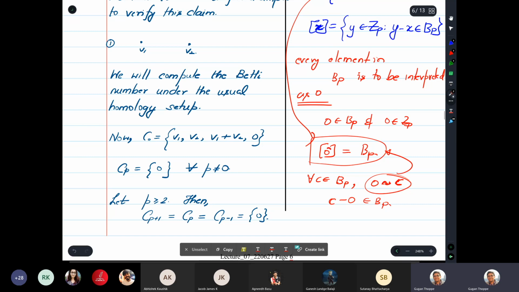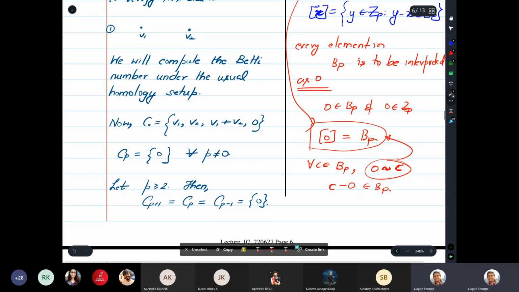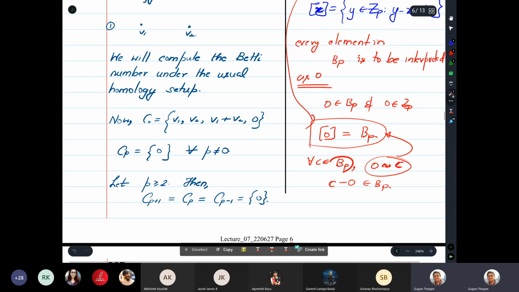So in order to show that 0 is equivalent to any element C in BP, I have to show that C minus 0 is actually in BP. But C is in BP, and 0 is in BP. Because BP is a vector space, the difference must also be in BP. Trivially, C minus 0 is C, and this belongs to BP. So it follows that 0 is equivalent to every element in BP.